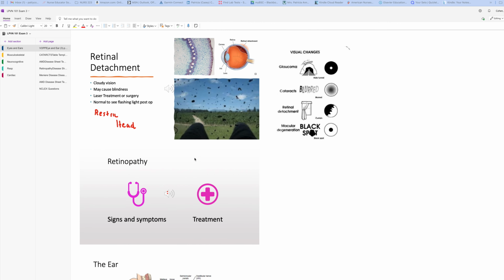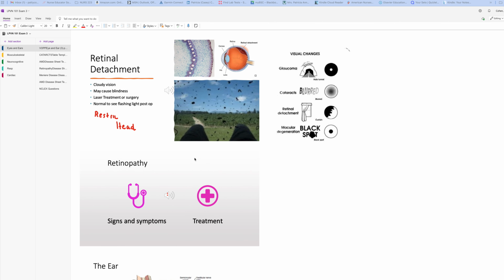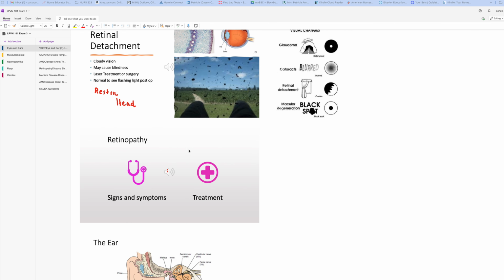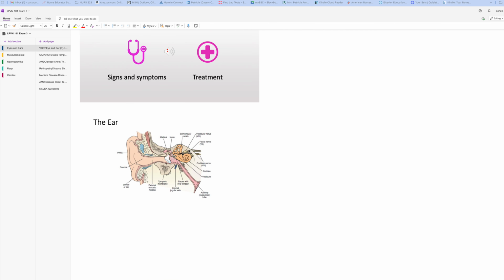All right, so retinal detachment, this is a medical emergency. So typically what's going to happen is the patient will say that they see flashing lights. They see like speckles in their vision. So you need to keep their head, maintain it straight because you don't want it to dislodge further. Okay, so restrict head movement. Retinopathy, that happens typically in people with diabetes or hypertension. So people with diabetes and hypertension need to get their eyes checked yearly.